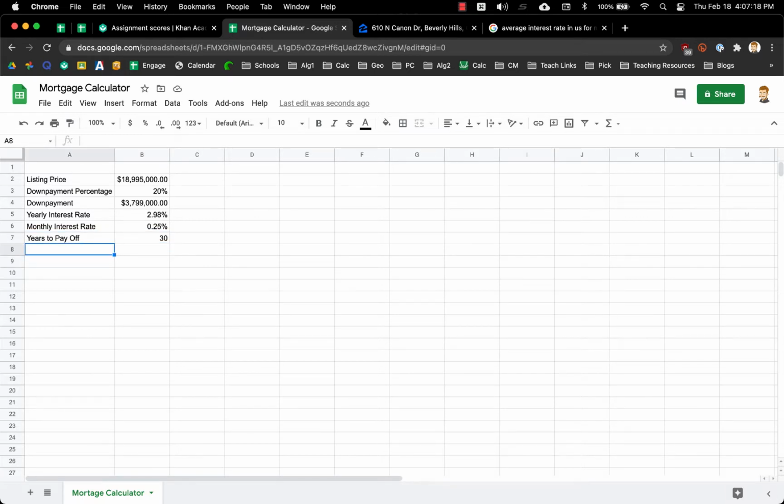Okay, but this is not super helpful because we pay on a monthly basis. So again, just like we did up here, we convert from years to months. So we say months to pay off, and how many months are in 30 years?